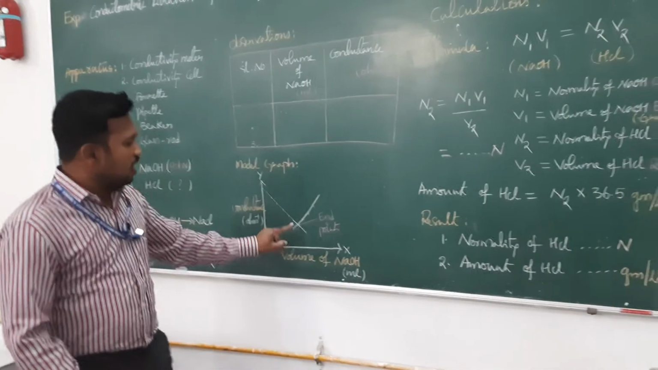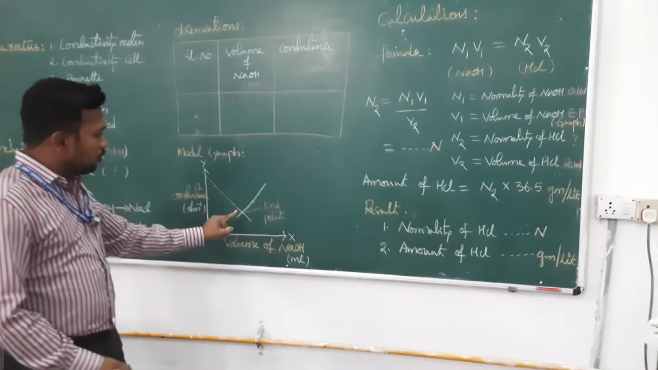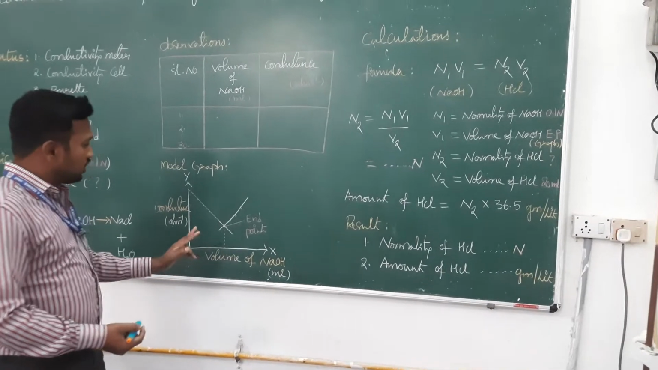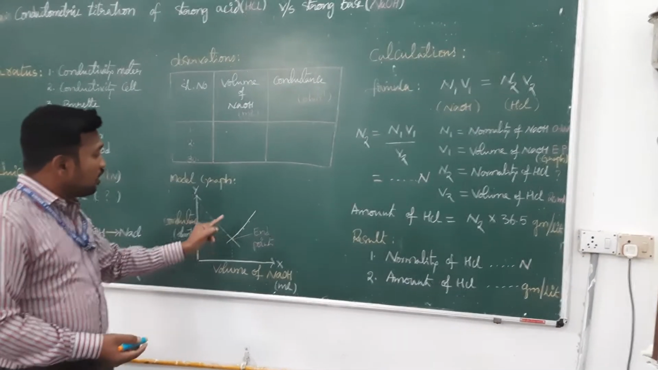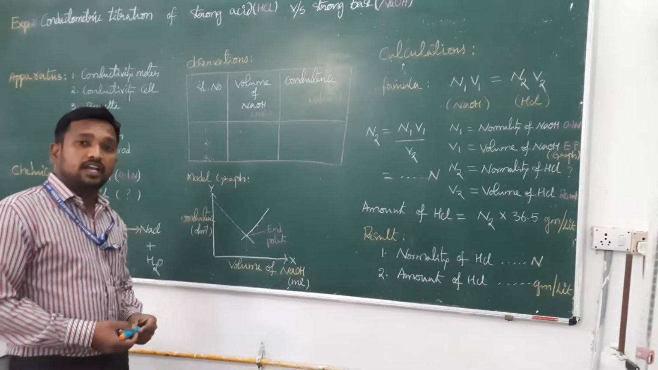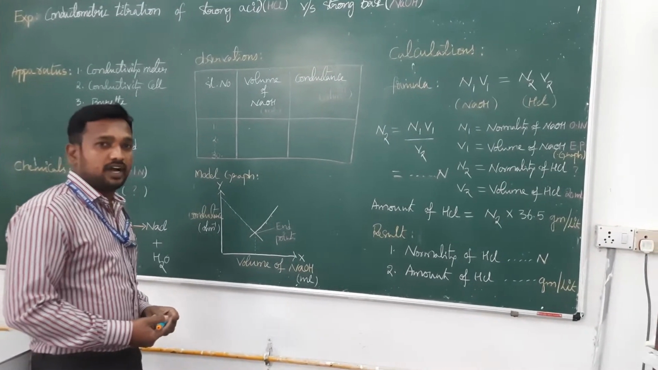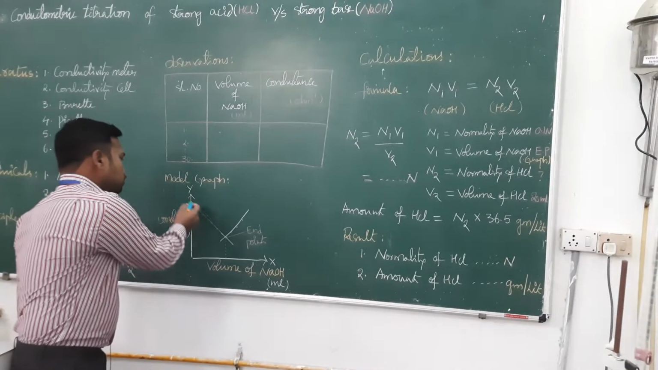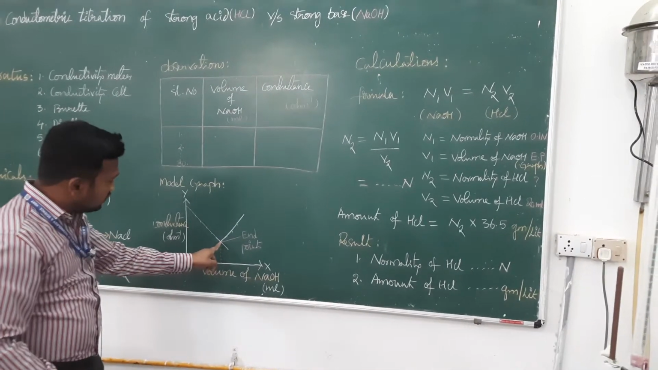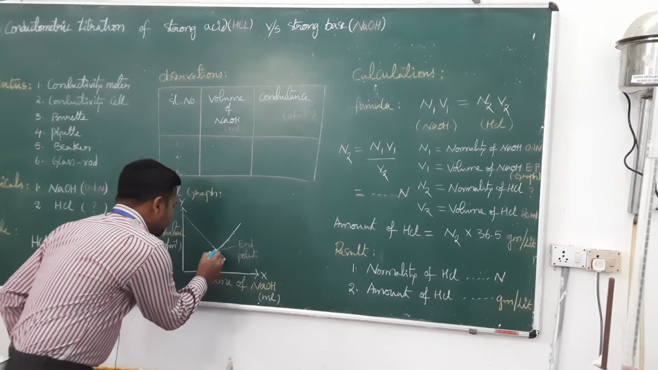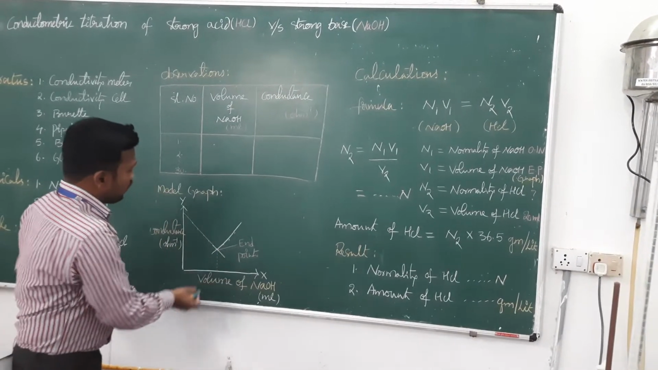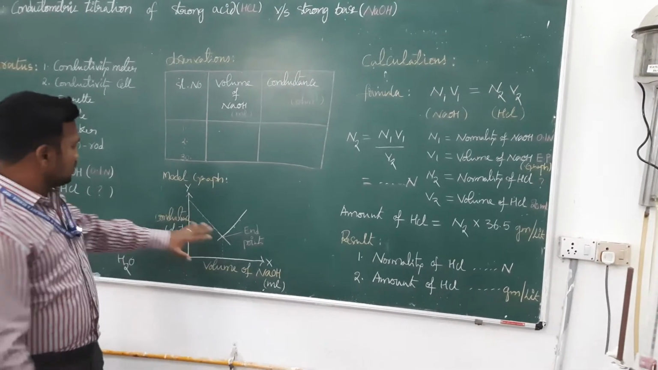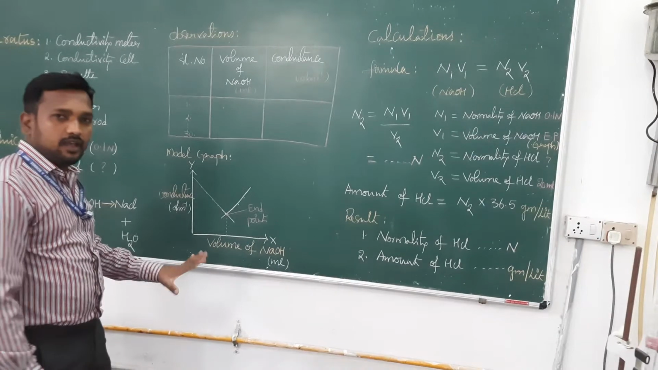After the end point, the conductance slowly increases, because free OH- ions increase in the given solution. That's why its conductance starts to increase again. Finally, these two lines intersect at this point. These two lines will give the end point. This is called the end point or neutralization point. This is about the principle of the experiment.